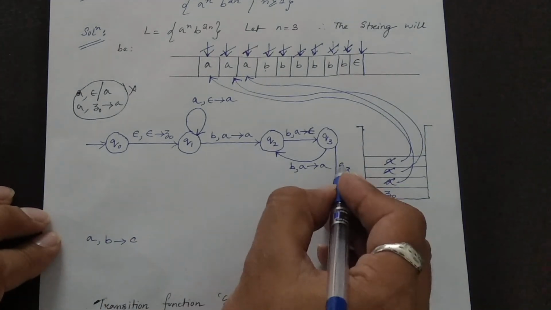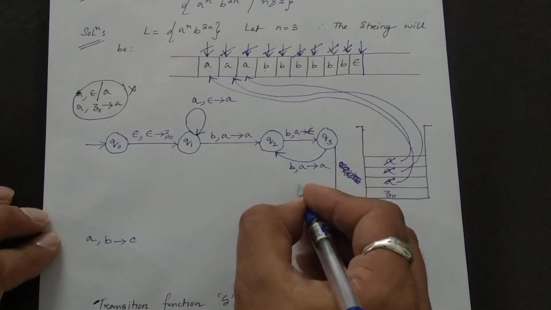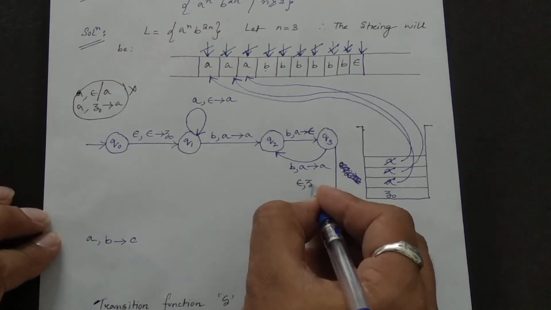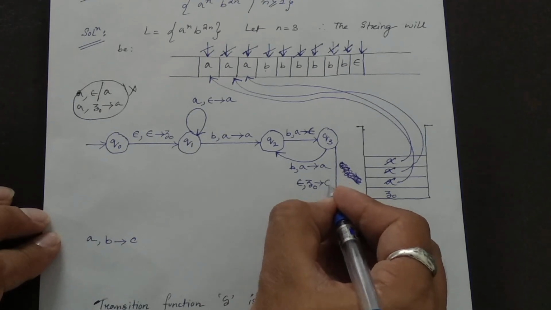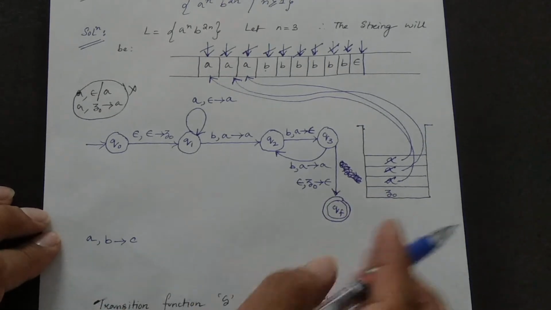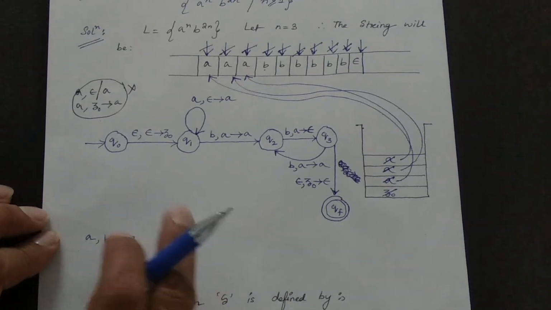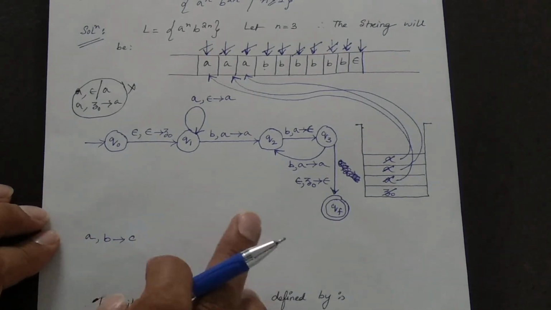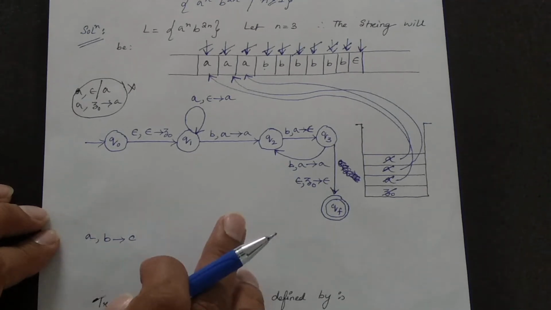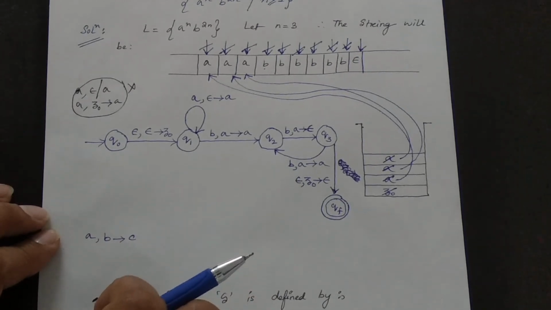Clear? So it might not be visible, I will write nicely. On seeing epsilon, what is the top of the stack? Z0, and what is to be done? You have to do the pop operation. So Z0 will also be removed, and the stack will be empty. So this is the general flow diagram, or you can say transition diagram, of this particular language.